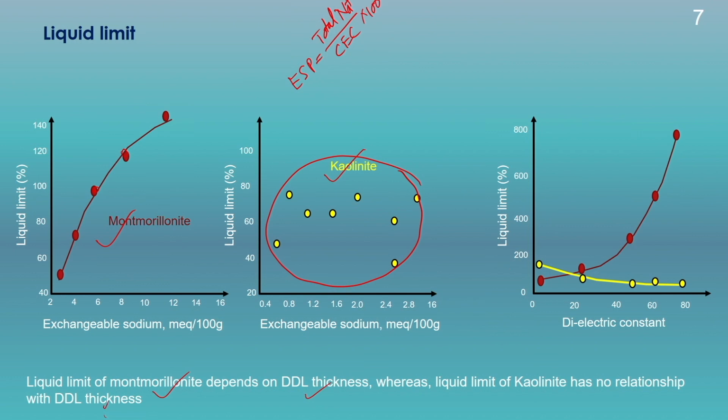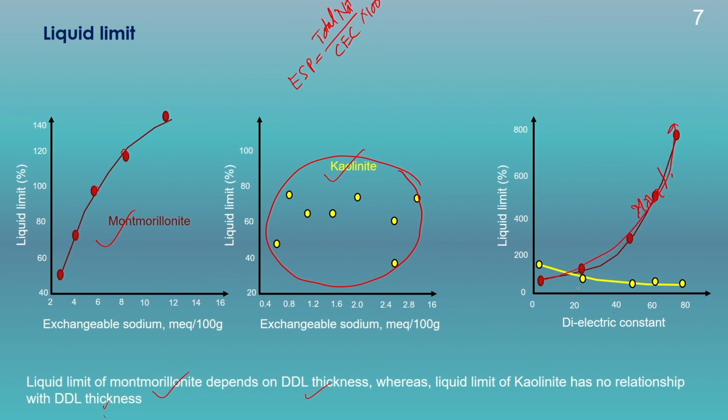And if we vary the dielectric constant, as we know the diffuse double layer thickness is controlled by the dielectric constant: the higher the dielectric constant, the higher the diffuse double layer thickness. So for montmorillonite, we can see here that with an increase in the dielectric constant, the liquid limit of montmorillonite soil is increasing.